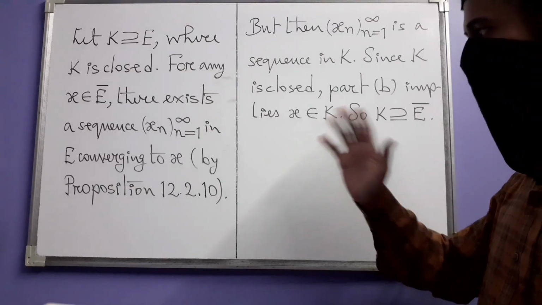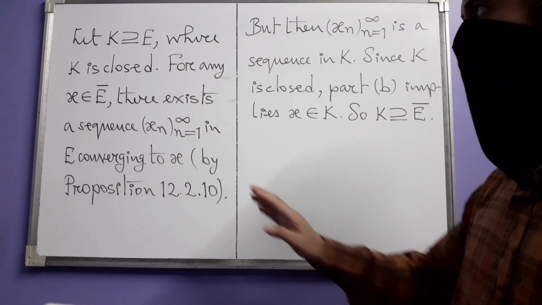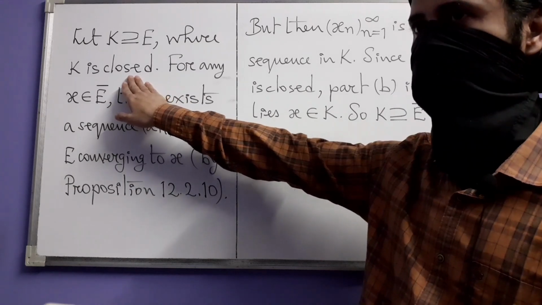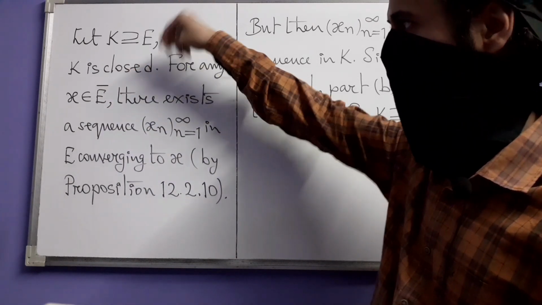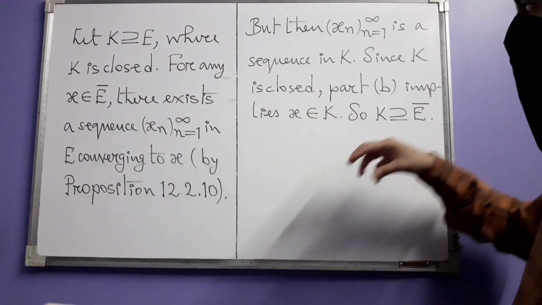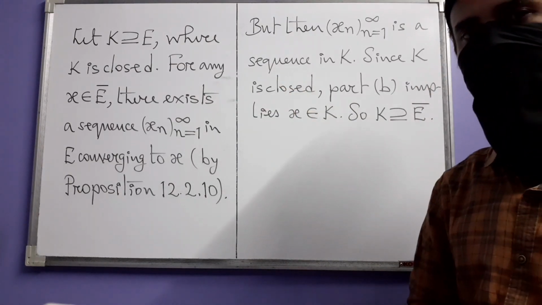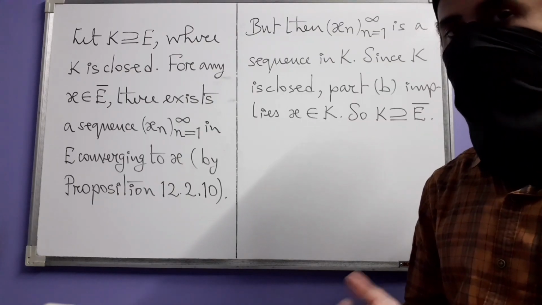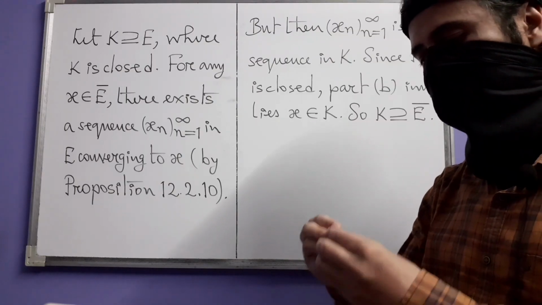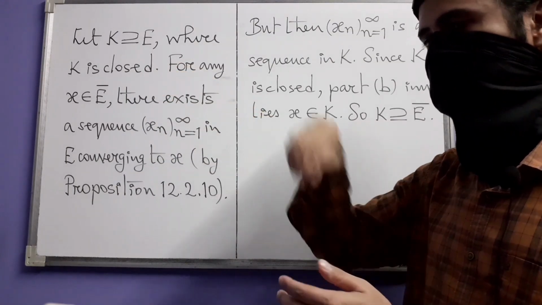So what is it that we have shown here? We have shown here that if our metric space has a closed set, any closed set which has E inside of it, then it also has E closure inside of it. So E closure in that sense is smallest. It's inside every closed set K which contains E.